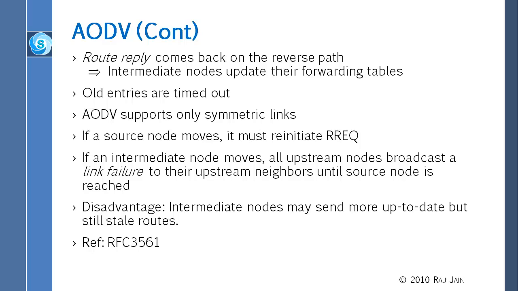Some entries that have not been used are just put out of the cache, lifetime expiry. And it supports only symmetric links. That means the cost of both going down and up is the same, and therefore the reverse path is also the optimal path. Otherwise you will have to find the optimal reverse path, which may be different from the forward path.